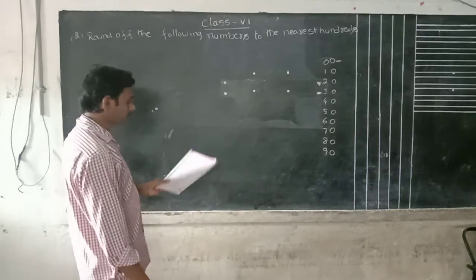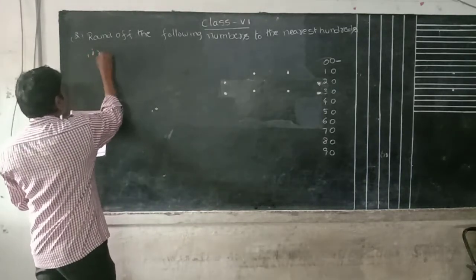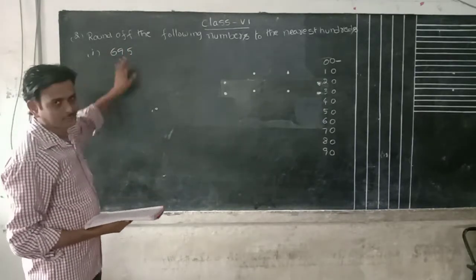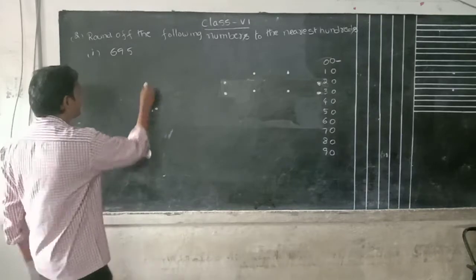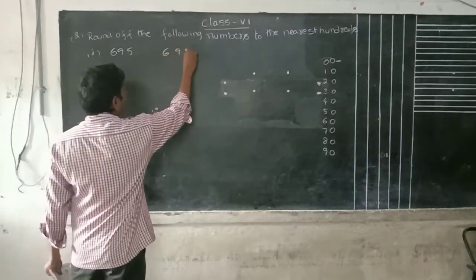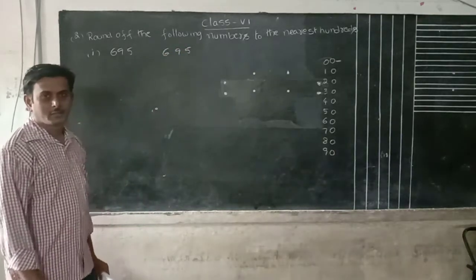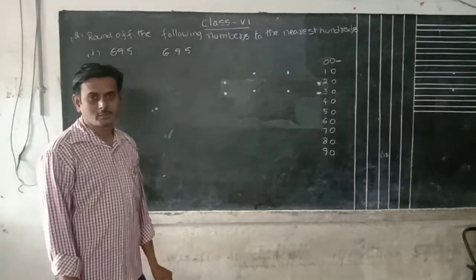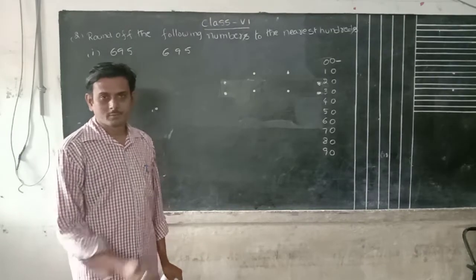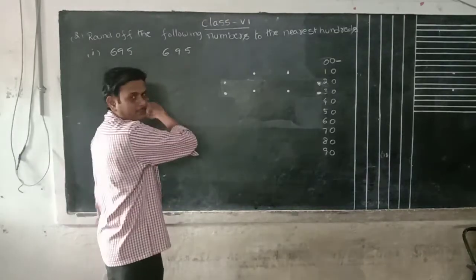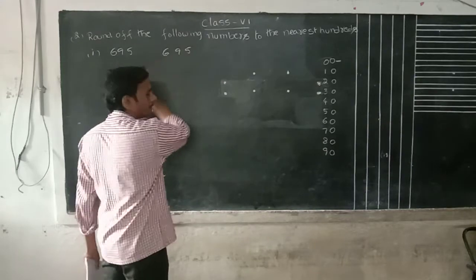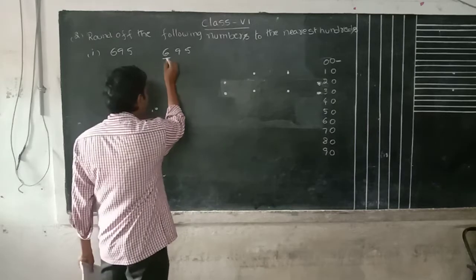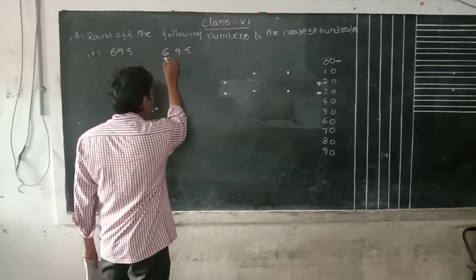See here, in the first question, 695. I want to find the nearest hundreds for this number. Now we have to identify the hundreds place. We already know the place values of the Indian system. From the right side you take the places: ones, tens, hundreds. This is the hundreds place. The digit on the left side of it is 9.